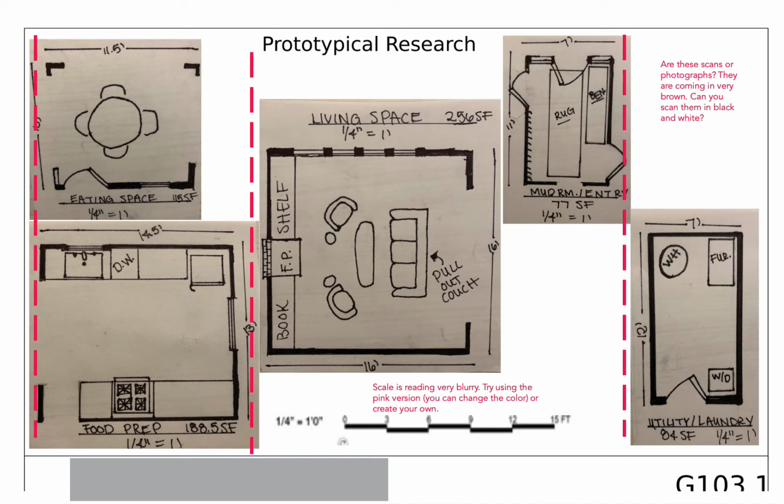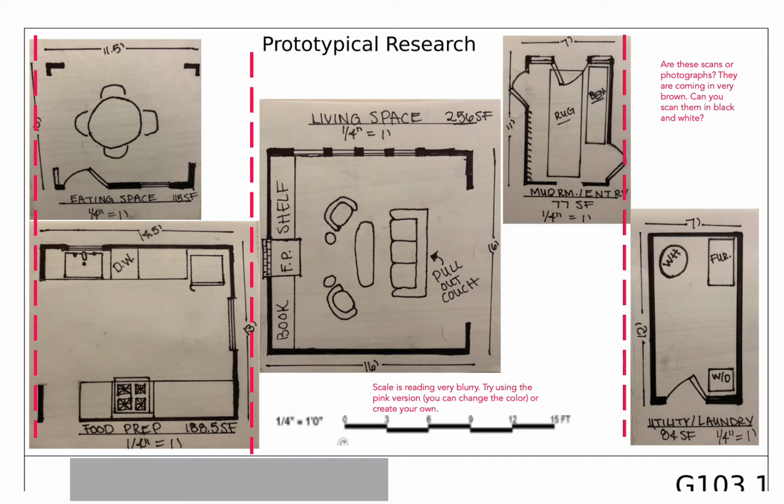And here is an example of some of the prototypical drawings. The first thing I noticed was the scan or photograph quality. I wasn't sure if these are scans or photographs because scans usually don't come in this brown. So if it's possible to try to scan them in black and white, that would eliminate brown. It's possible maybe they were scanned in color, and that's why they're coming in that way. Black and white should eliminate that. If there is an issue like this or you're kind of feeling stumped, let's go over that one-on-one sometime.